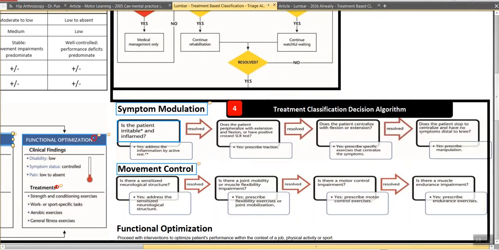Okay. And then finally, the 4th step is the treatment classification and the decision algorithm. So it's written in an if-then kind of component to help guide you through the symptom modulation, the movement control, and then eventually the functional optimization. So if you classify someone into the symptom modulation, then you would start with going through each of these questions. Is the patient irritable and inflamed? If yes, you need to address that first.